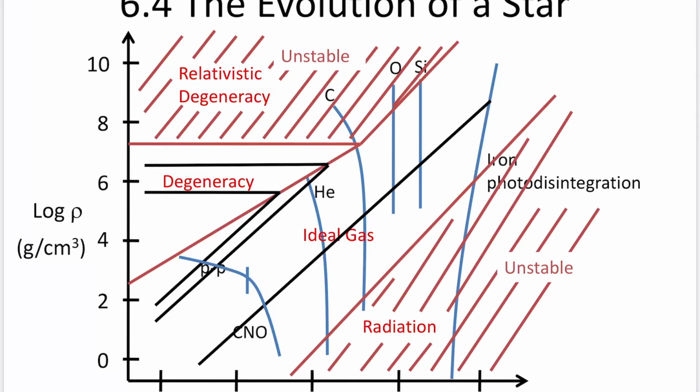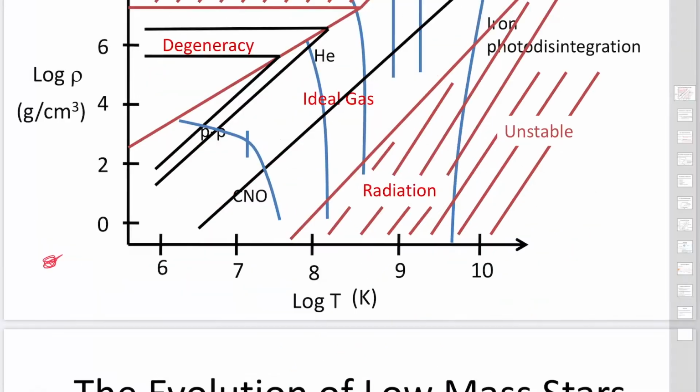In this session, I'd like to explain the evolution of stars using the T-rho planes. In these figures, all the information is combined: the zones, nuclear burnings, and also evolutionary paths. When we consider the evolution of stars, initially the density and temperature of the central part of the star is really low. Then density and temperature increase.